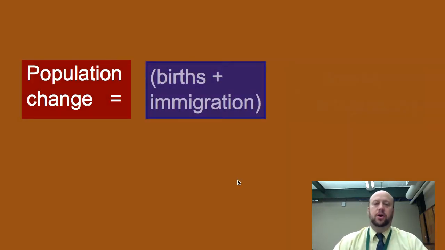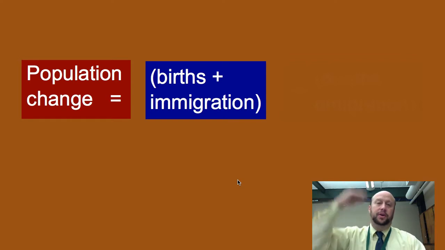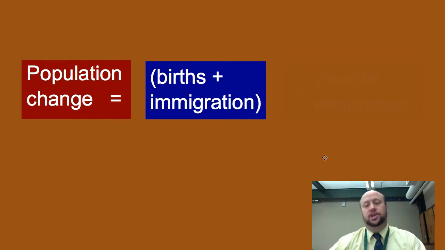And those four variables are births and immigration. Okay, so the more births you have, that's going to increase your population. The more immigration, now immigration, remember, means coming into an area. Now we tend to think of it as coming into a country, but coming into an ecosystem or a biome or a particular habitat, that's immigration. Those things are going to cause positive population change.